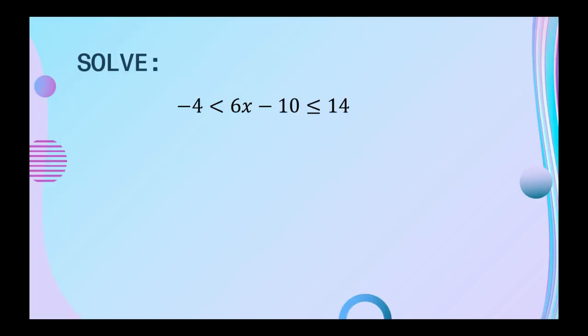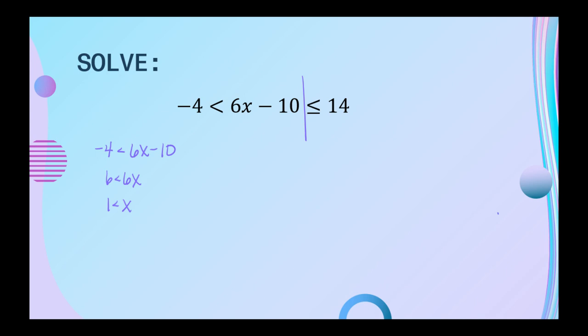So let's try some solving here, okay? So we've got this compound inequality. We're going to solve it. First we're going to look at the left side, which is -4 is less than 6x minus 10. That's the first inequality. We're going to solve this one. So we're going to add 10. We're going to divide by 6. And we get 1 is less than x.